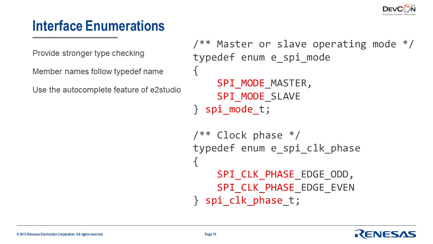So, enumerations, start off there. They provide stronger type checking. That's why we use them. Whenever you're filling out a structure member or a function argument and it's a typedef, you know exactly what options are available. You can go look at the enumeration and see what members are there, and you know those are your potential options. And one really nice thing we do is all of our member names follow the typedef name. This is part of our coding standard.